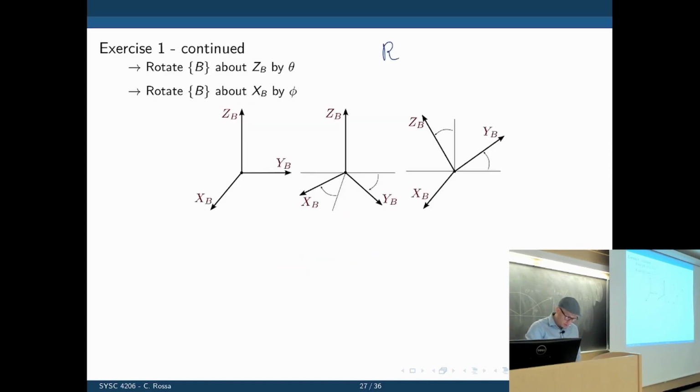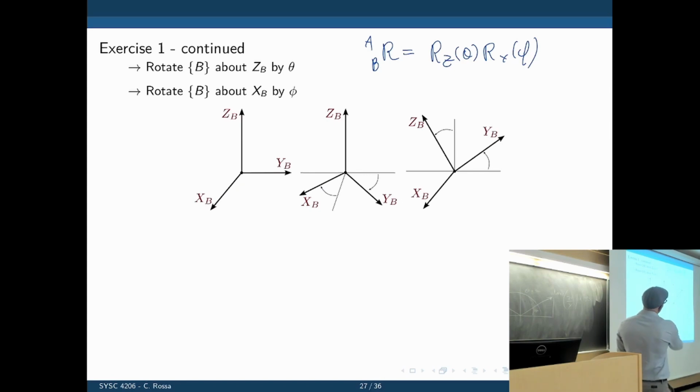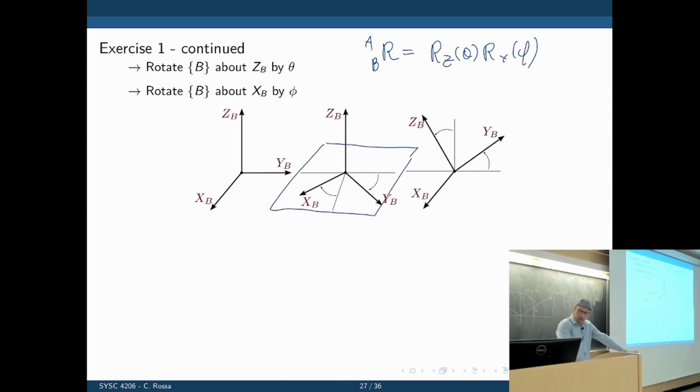Alright, so the rotation matrix from B to A is rotation around Z by theta times the rotation around X by phi. So we are rotating this frame with respect to itself, so you don't need to worry about Y, about A. Right? So the first rotation occurs around Z. The rotation actually occurs on the two-dimensional space here, on the, let's say, the floor. We have ZB going up, X going down, and that is by an amount of, how much is that again? Theta.